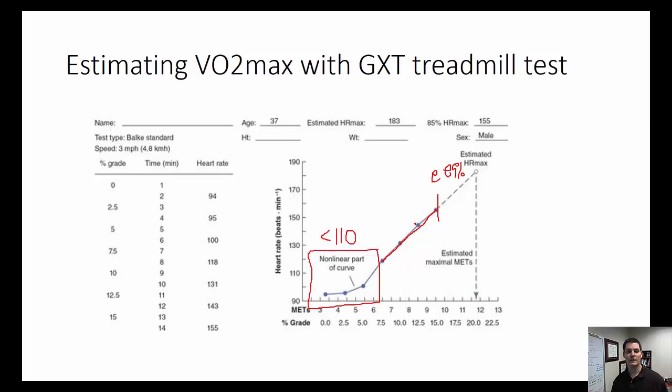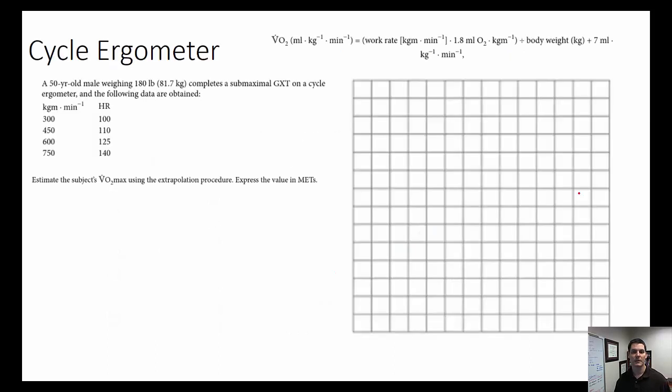Since this is a submaximal test, we're going to stop it at 85%, and we can then estimate heart rate max, with our heart rate max being estimated at 220 minus our age. And so now we can take a look at our cycle ergometer question that we had, with a little bit of background.